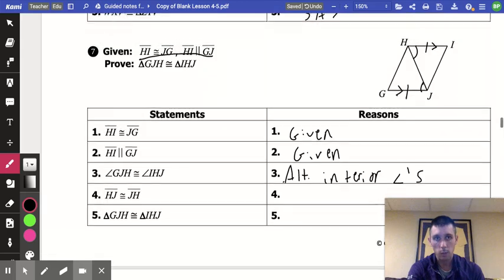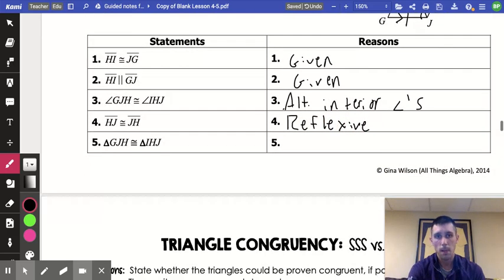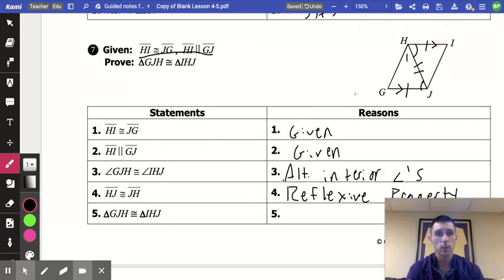Now, how do we know that HJ is congruent to JH? Right here. How do we know that? What was that property? Reflexive. Now, how do we know triangle GJH and triangle IHJ are congruent? Side, angle, side. Side, angle, side.